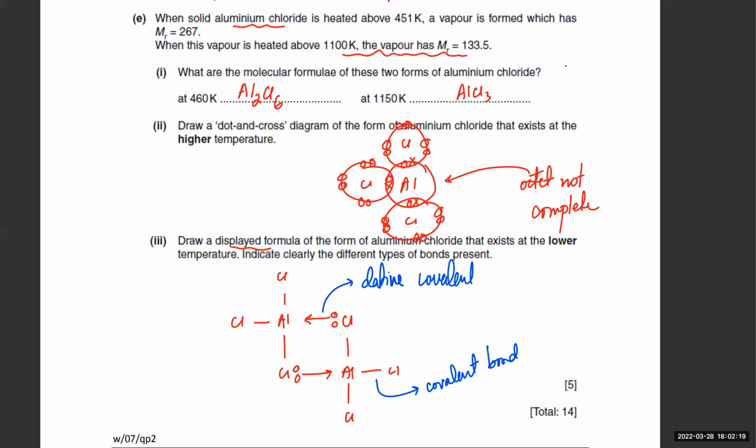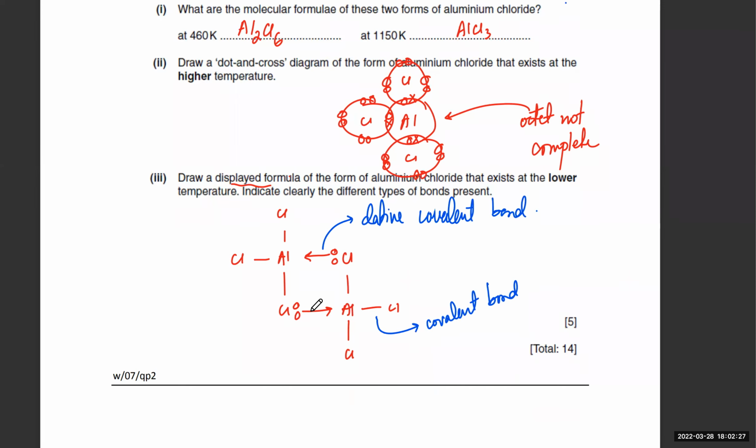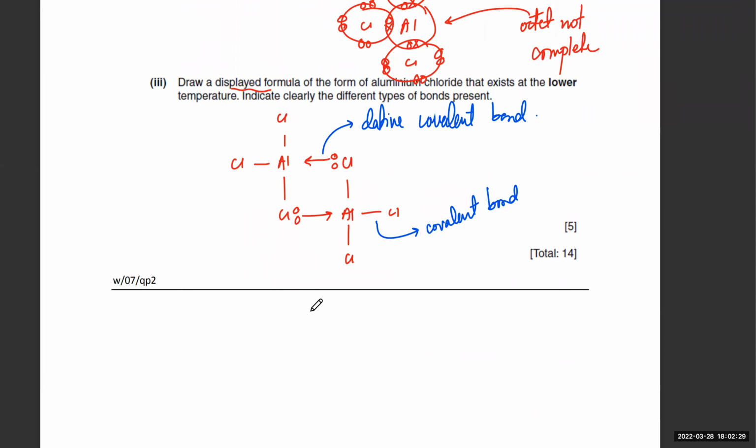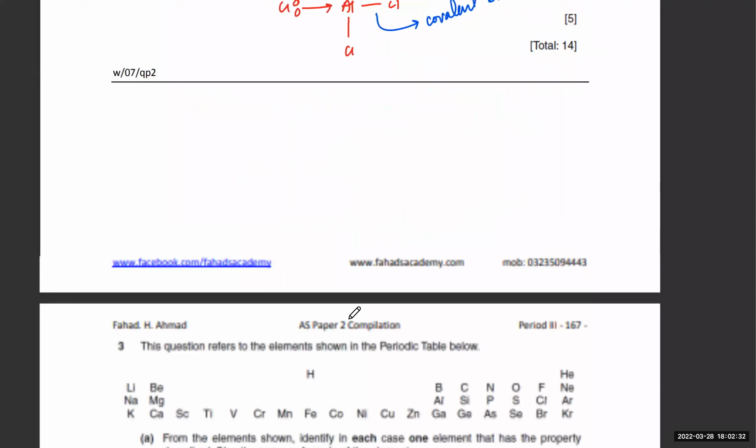Okay, is that clear? Remember this example. This comes very frequently in exams. AlCl3 forming a dimer. Okay, is that clear? Yes, sir.